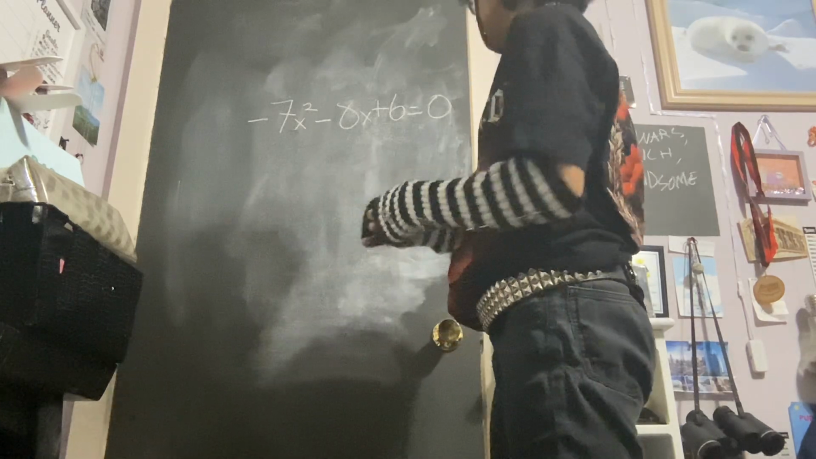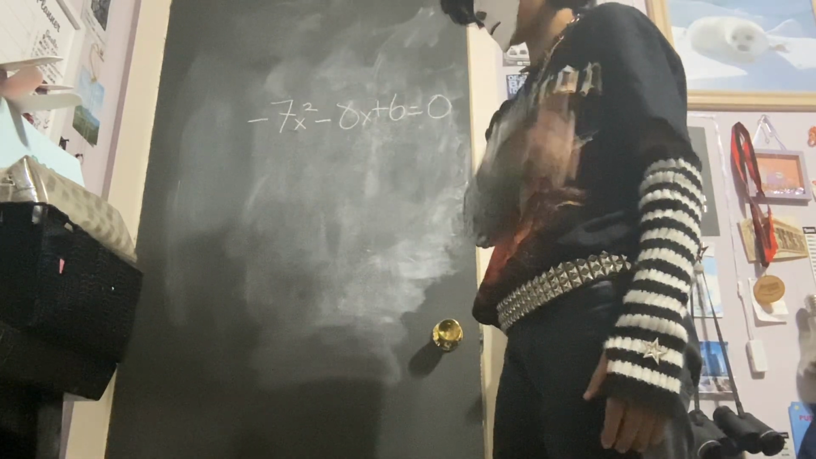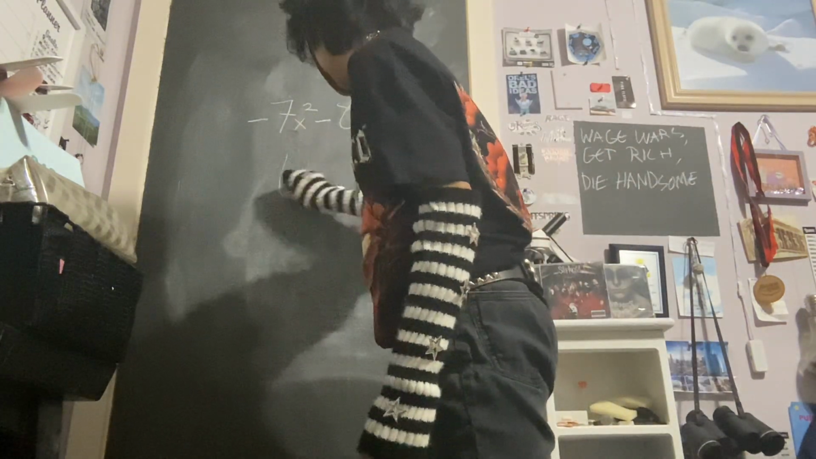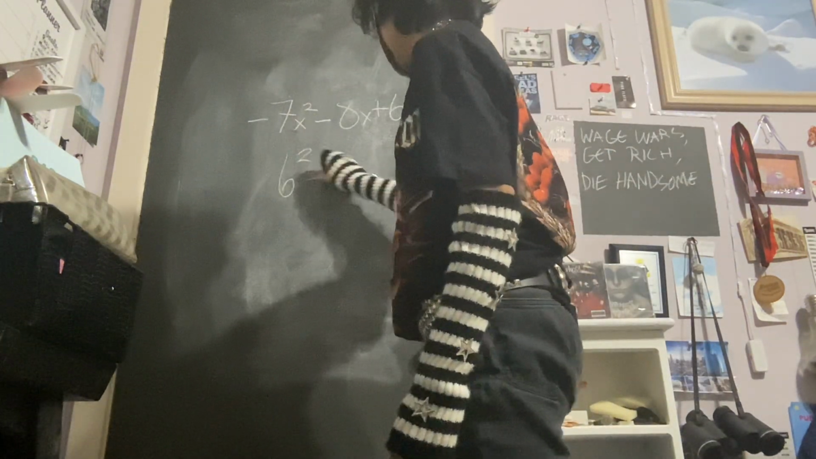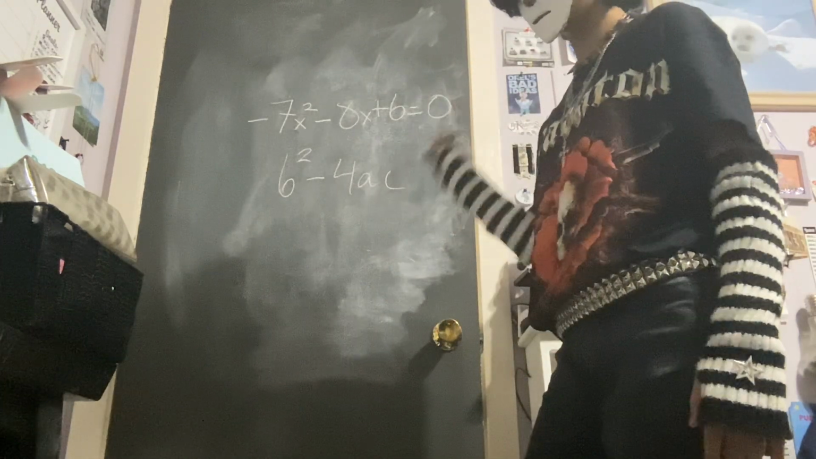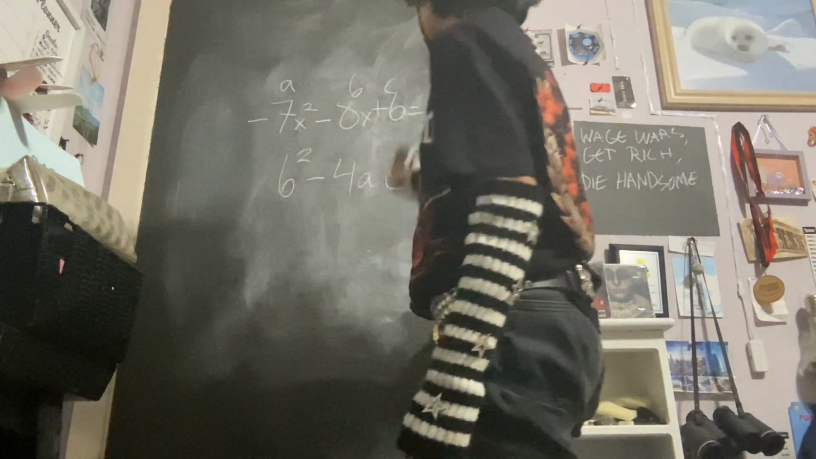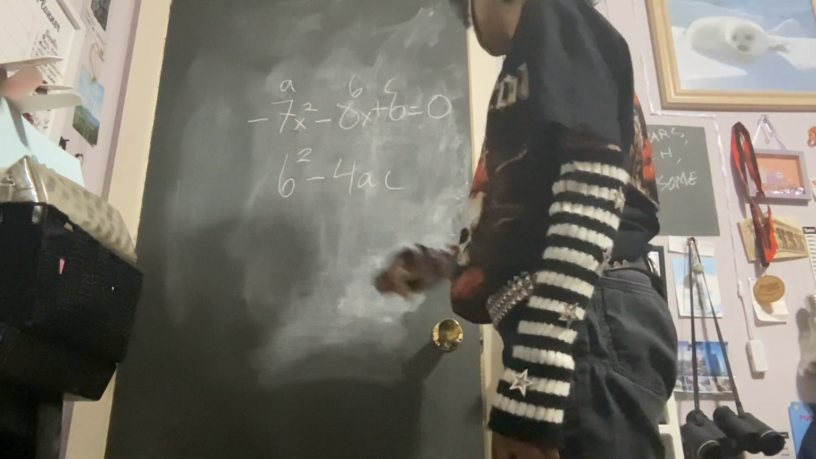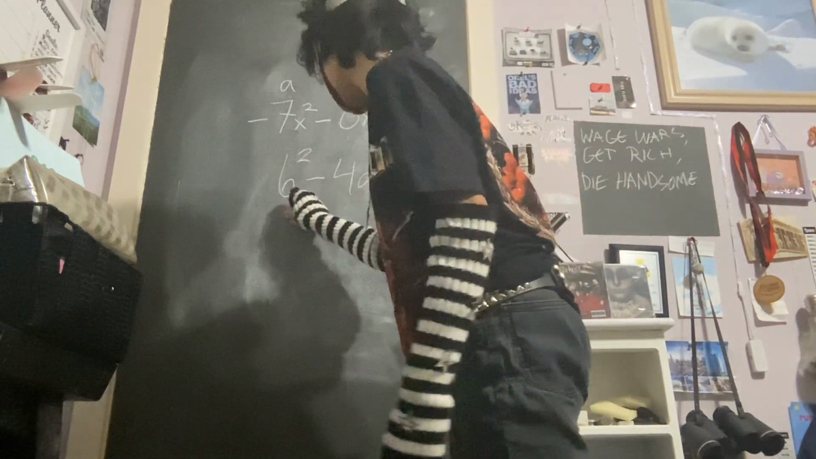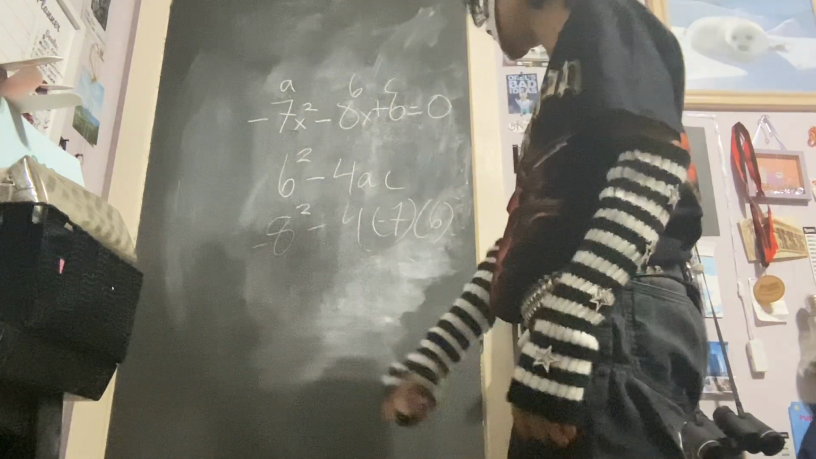So, to find the discriminant, we have a very basic formula, which is b squared minus 4ac. I don't think you need me to explain this one. Pretty straightforward. But we're going to label our things A, B, and C. Now let's plug in our values. It's going to be -8 squared minus 4 times -7 times 6.